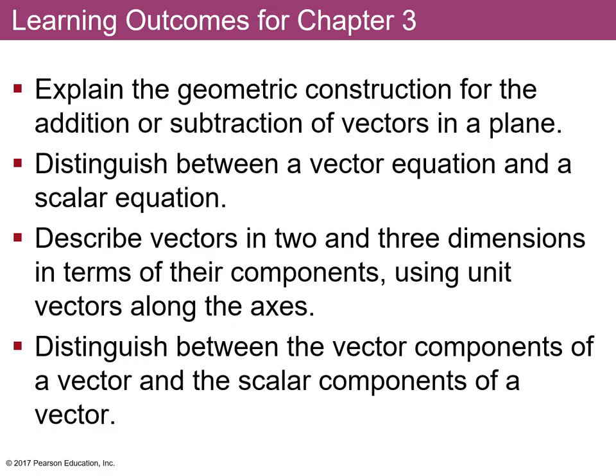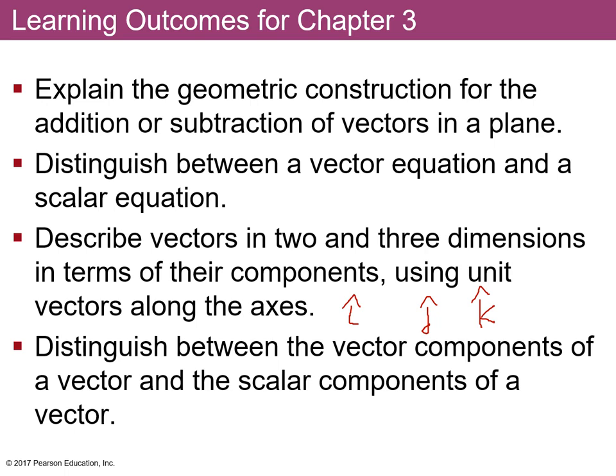We will describe vectors in 2 and 3 dimensions in terms of their components using unit vectors along the axes. Unit vectors, we call them i hat, j hat, and k hat. By hat, I mean it will look like the letter i, like this. It's a vector of length 1 in the x direction. j hat will be a vector of length 1 in the y direction, and k hat will be a vector of length 1 in the z direction. Again, we'll discuss this soon.